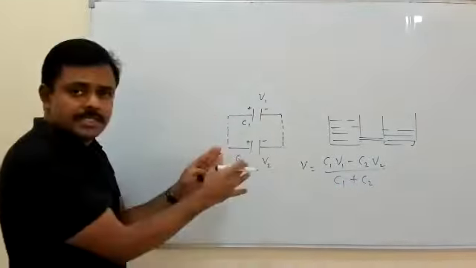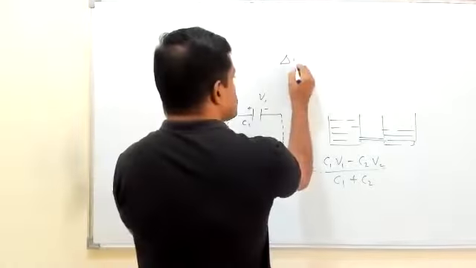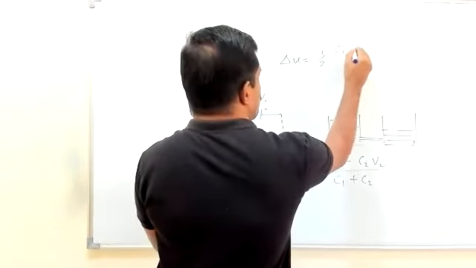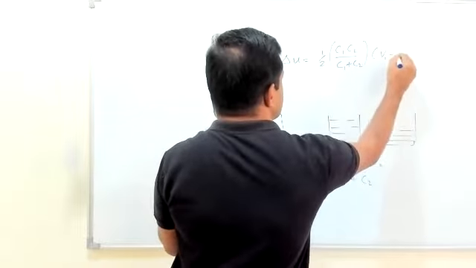And while doing this, some amount of energy is lost. How much energy is lost? The energy lost is called delta U. The equation is half C1 C2 by C1 plus C2 into V1 minus V2 the whole square.